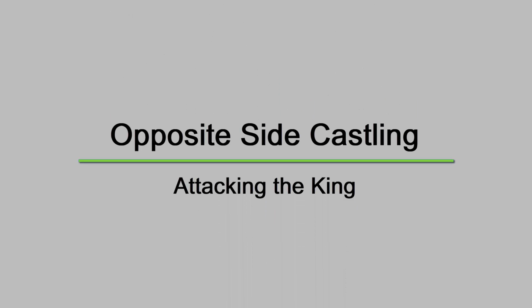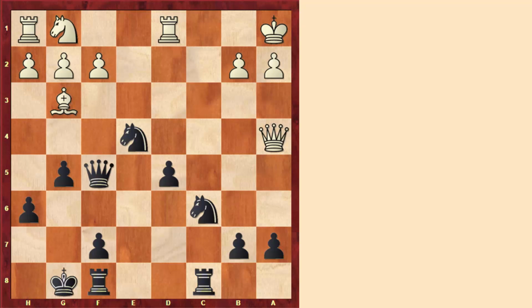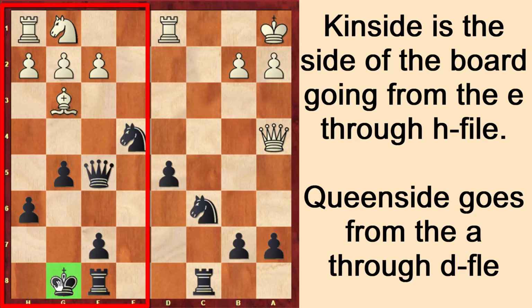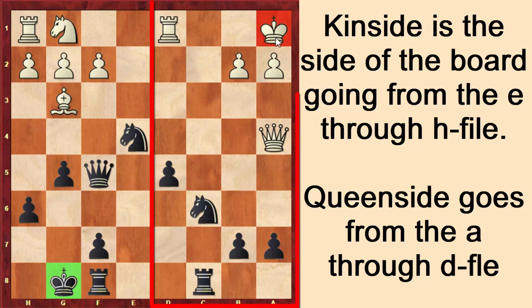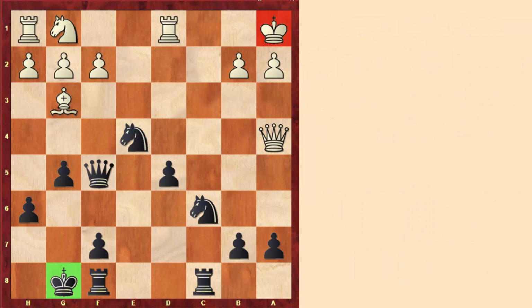Hi again, and now I would like to talk about opposite side castling. We have opposite side castling when kings are on opposite sides of the board. Here we see that black's king is on the king side and white's king is on the queen side. And in this position it is very common to have a lot of attack against the king.